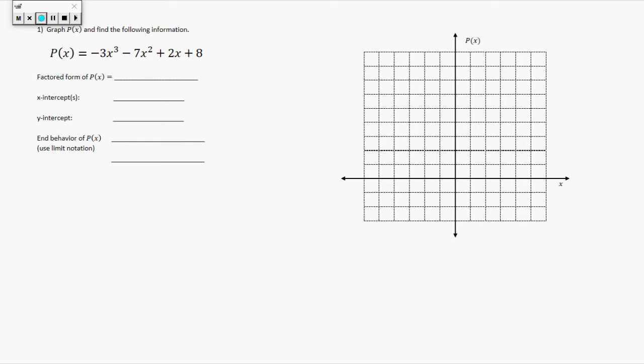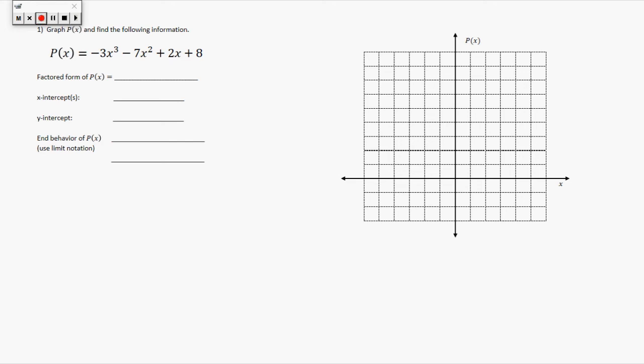And what we're going to do is answer a series of questions, and with the answers to those questions, we're going to put that information on the graph, and then we're going to use a calculator to get a better idea of exactly what's happening here.